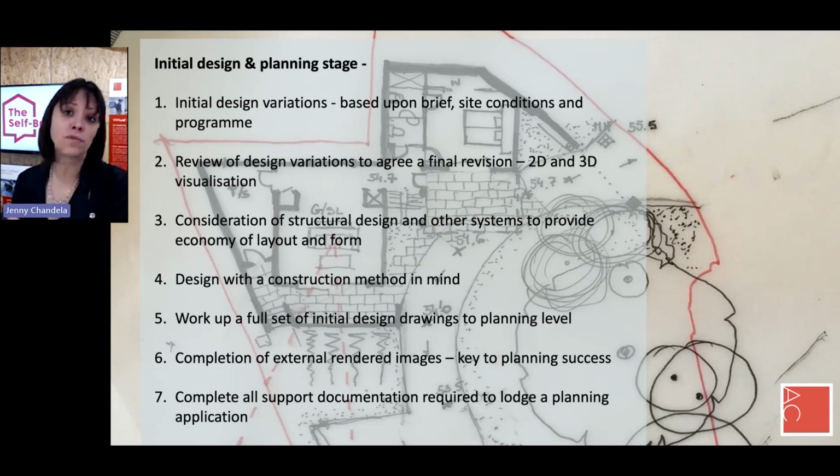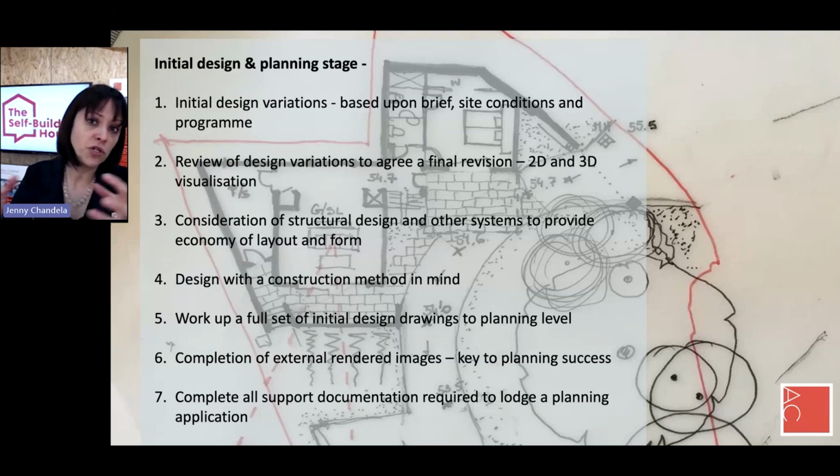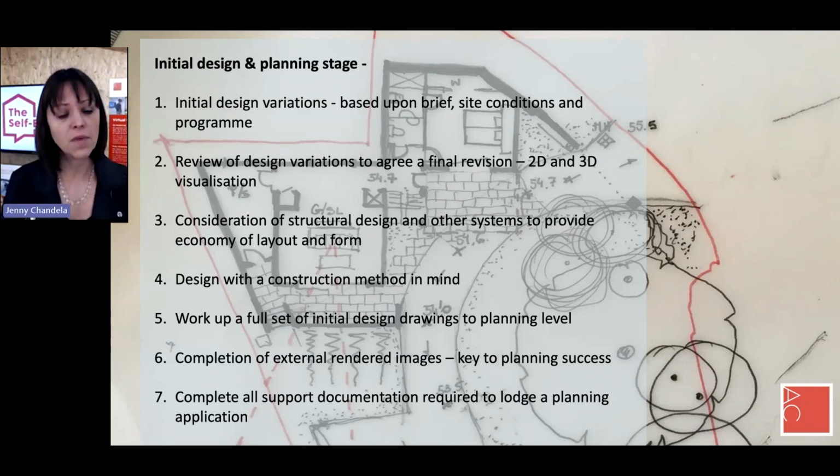You may not know who's providing that construction system, but if we know what construction system it is, we can design to the efficiency of that system. We'll be putting together a full set of initial design drawings all the way up to planning level when we get to the end of stage 2, completing external rendered images, really high quality, photographic quality images, and then completing all of the supporting documents required for the planning application, liaising with the planners.